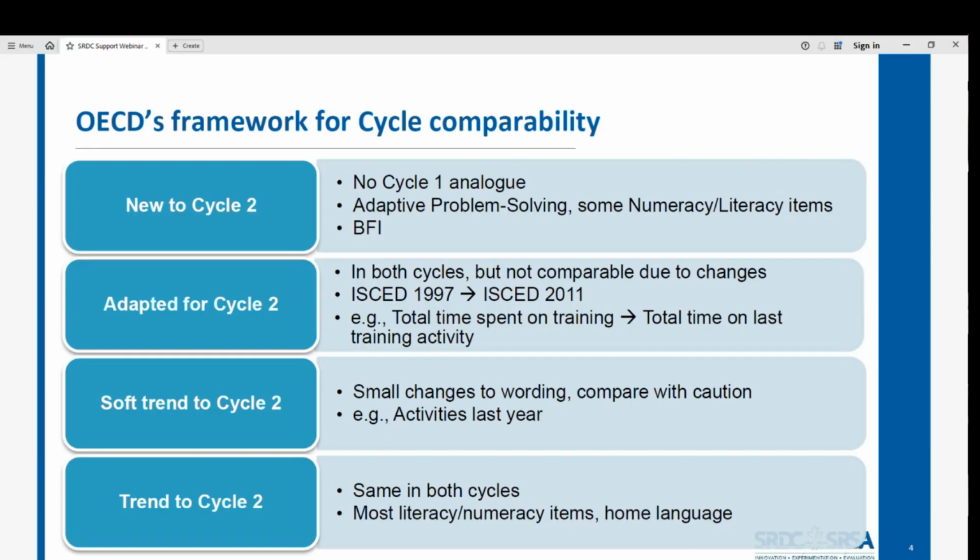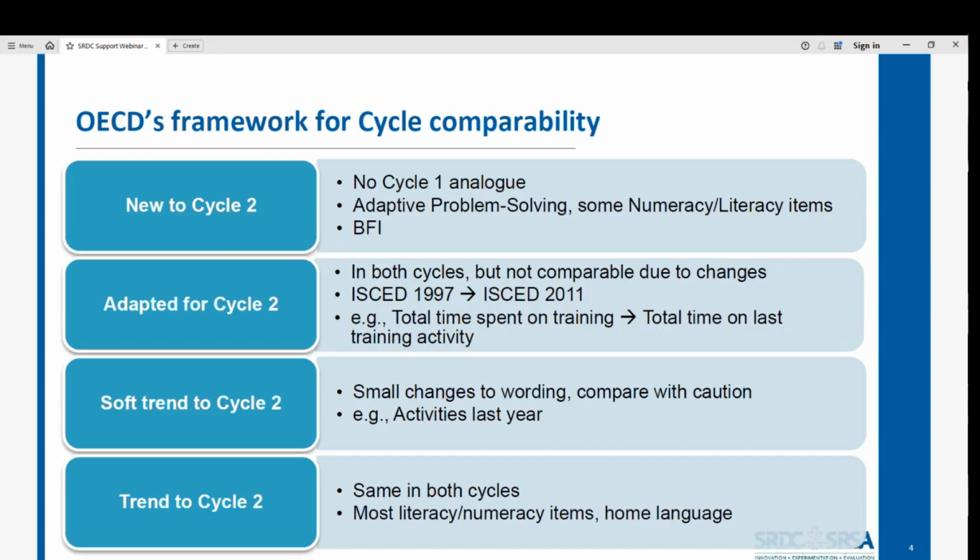In cycle 2, they found that that question was very confusing and led to very complex data. So they changed it to say, what is the total time you spent on your last training activity? So it might look like total time spent on training is the same across cycles, but this is one where the way they changed the question has changed what the data will be, and made it not comparable across cycles.